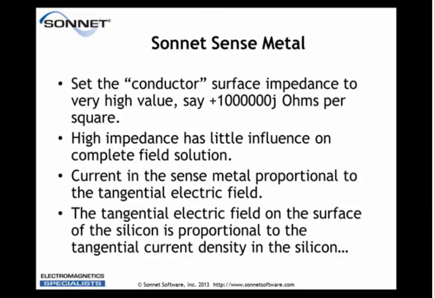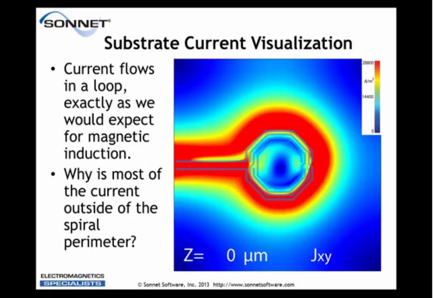So we can visualize the tangential electric field on the surface of the silicon by using sense metal. But the tangential electric field on the silicon, actually anywhere in the silicon, is proportional to the tangential current density in the silicon, and it's proportional by Ohm's law, based on the conductivity of the silicon. So we can put in the sense metal and we will see a plot, and we can even calculate numbers of what the current is in the surface of the silicon. And here we see just such a plot.